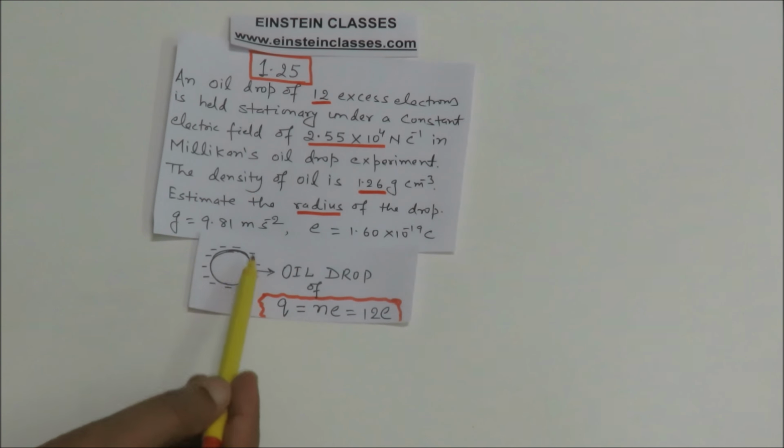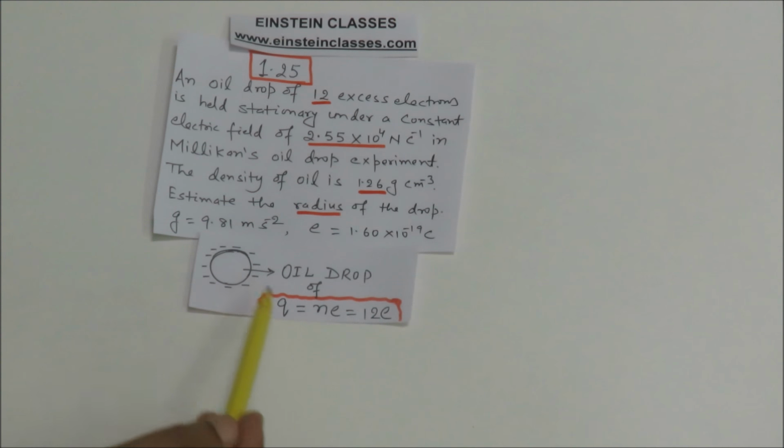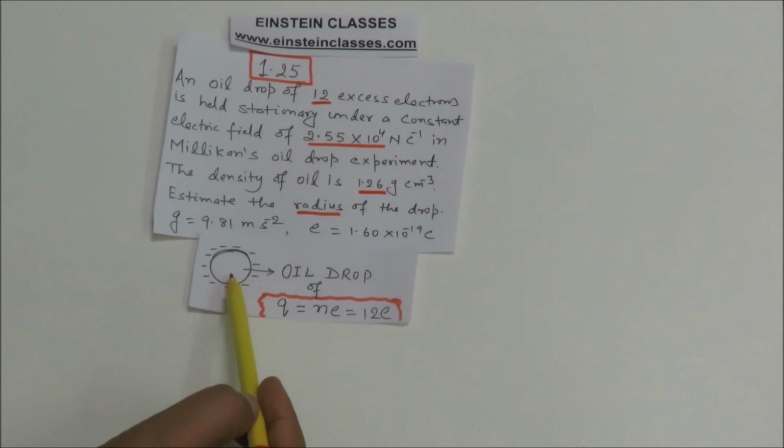This one is the oil drop, and this drop has the 12 electrons. The magnitude of the charge on the drop will be given by Q equal to Ne, and N is 12 and e is the electronic charge. This will be written according to the quantization of charge principle, right? The drop is under the constant electric field and the drop is at rest.